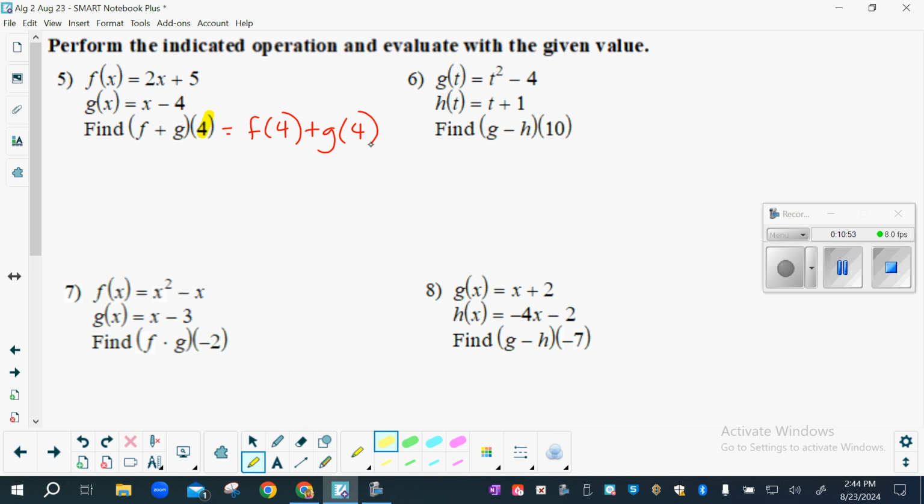Could we add them first? And then do what? And put the 4 inside. That's right.